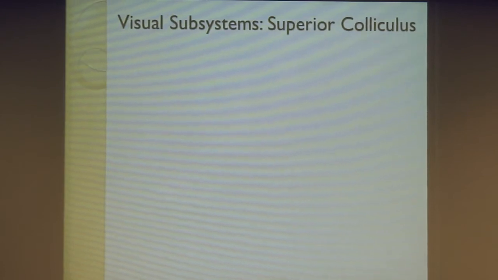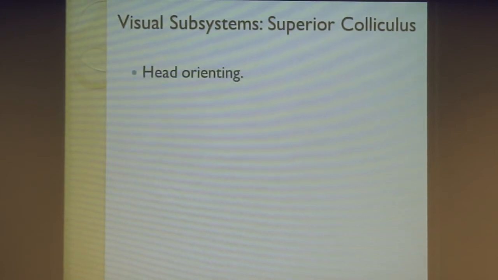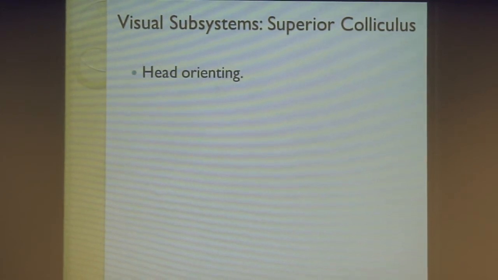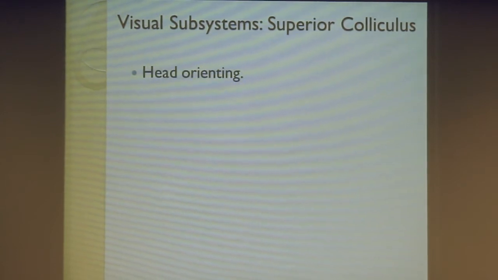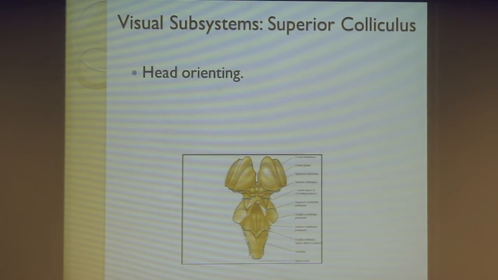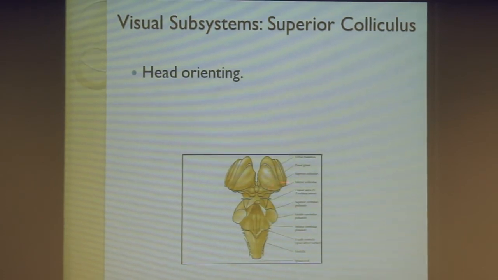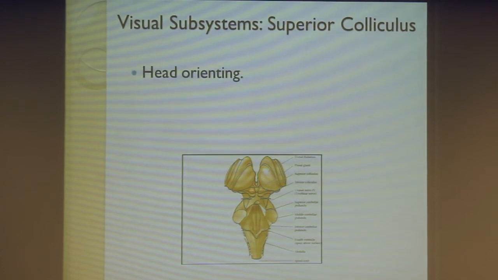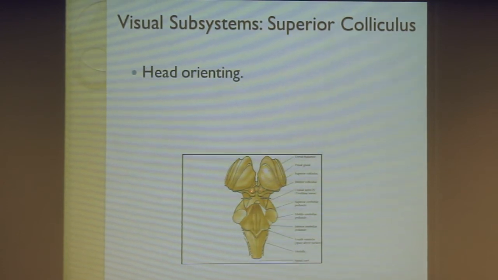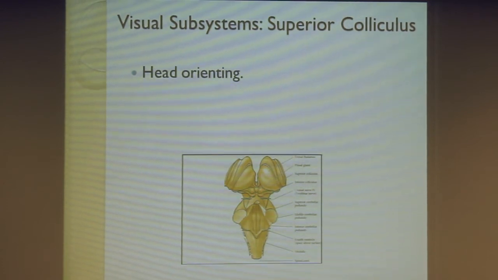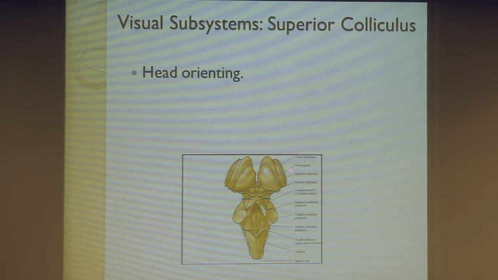Then you also get the subsystem using the superior colliculus, which affects how we move our heads. When we read, we don't keep our heads still, we move our heads depending on what we're trying to see. If something enters our visual field, we tend to look towards it. That is because of the superior colliculus. And just to refresh your memory, this is the brain stem. Remember, those two little thingies there are the superior colliculi. The inferior colliculi are over there, and we're going to get to that today as well. There's the pineal gland.